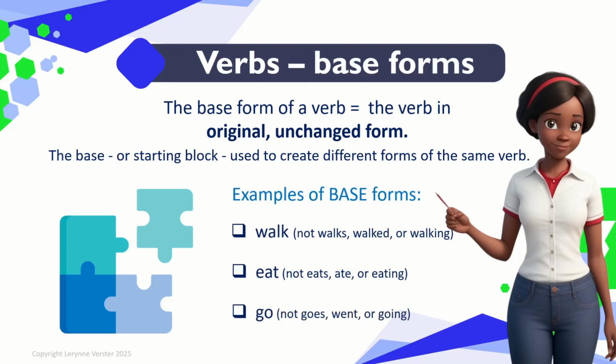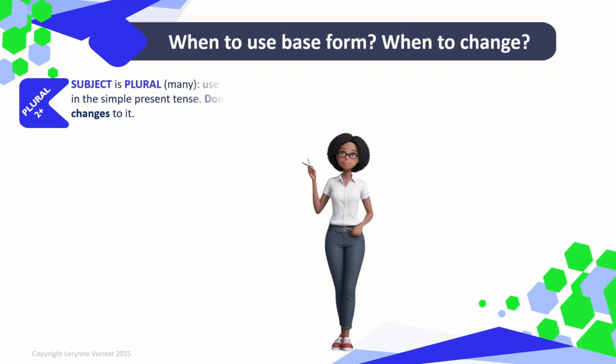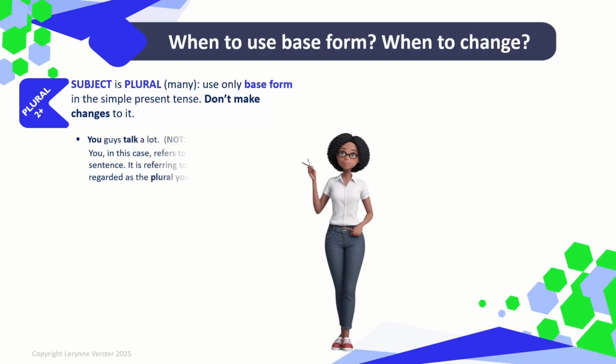When do we use the base form? If the subject is plural, many, we use only the base form of the verb in the simple present tense. We don't make any changes to it. Let's look at some examples. You guys talk a lot. Not, you guys talks a lot. You, in this case, refers to all the guys in the sentence. It is referring to many people and so it is regarded as the plural you.